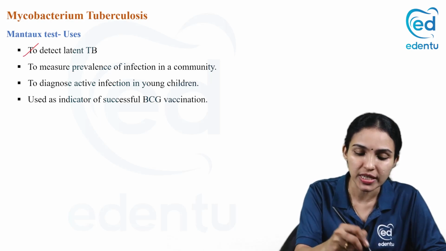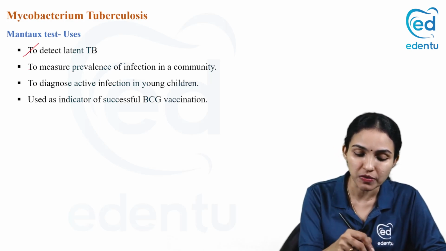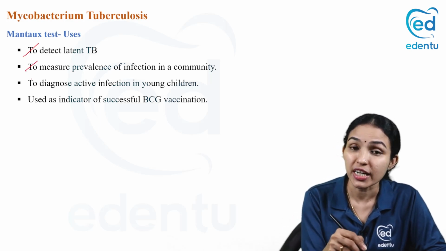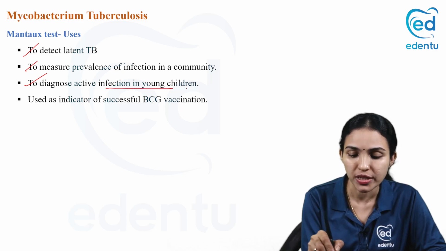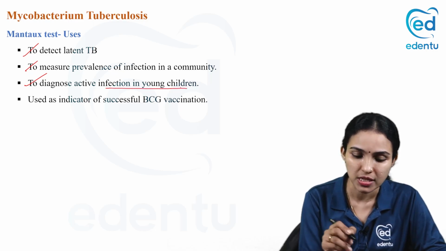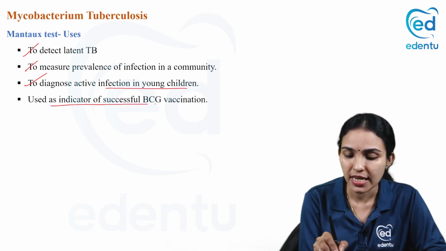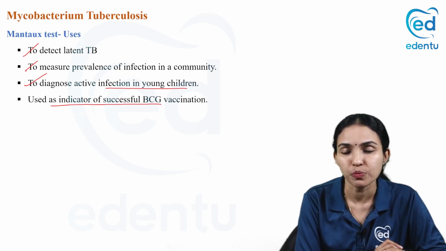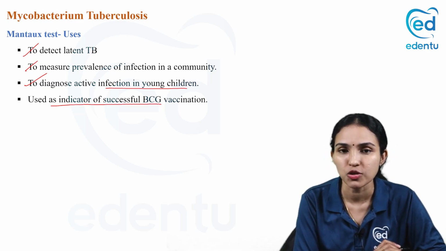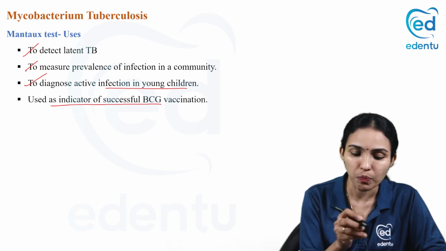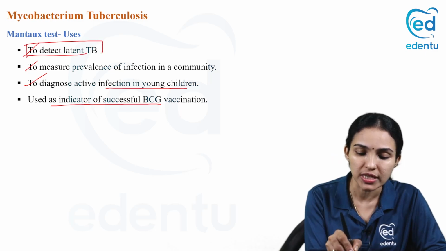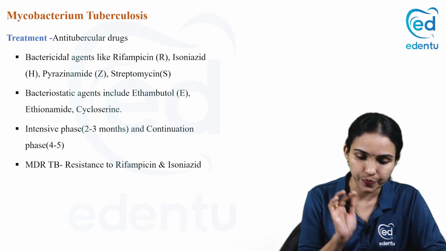Uses of Mantoux test: to detect latent TB, to measure the prevalence of TB in the community, to diagnose active infection in children. I told you in young children, you consider this as TB disease. It is also used as an indicator of successful BCG vaccination. Post-vaccination also, you have to get a tuberculin skin test positive. Basically, the most important use is to detect latent tuberculosis.